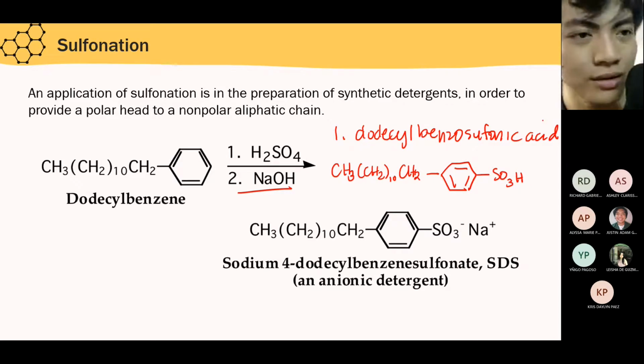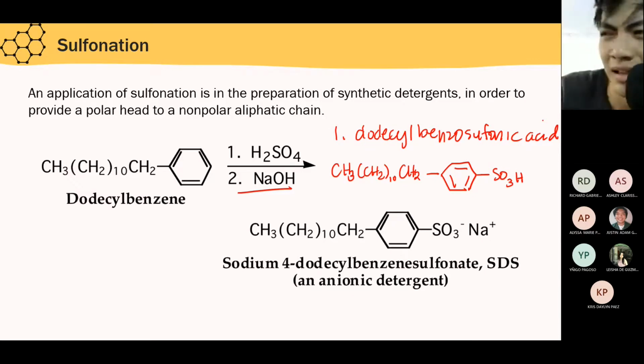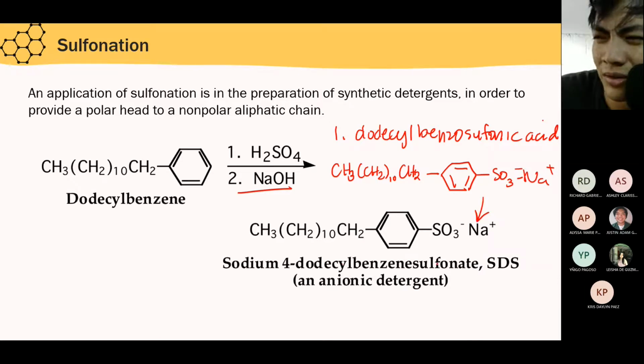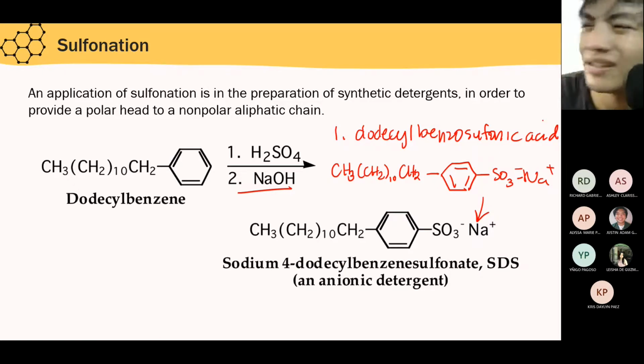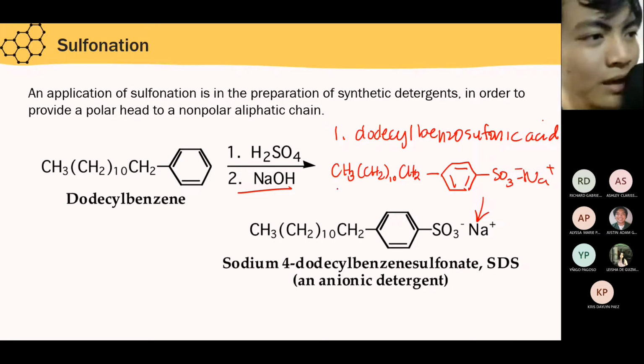After you acidify it, kailangan i-react mo siya with sodium hydroxide para hindi siya maging acidic. Para yung hydrogen sa dulo matanggal, mapalitan ng sodium. Ayun na yung SDS, the sodium 4-dodecyl benzosulfonate. Okay? Ayan. So, yun lang yung purpose ng second reaction. Para yung acid, yung sulfonic acid natin, maging salt na. Salt yon, kaya nga buo-buo yung detergent.